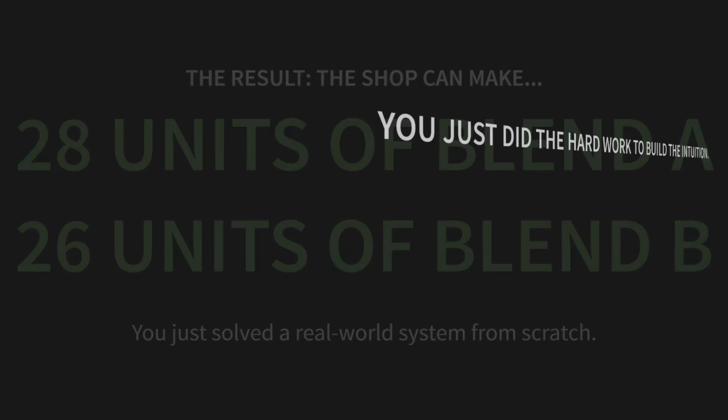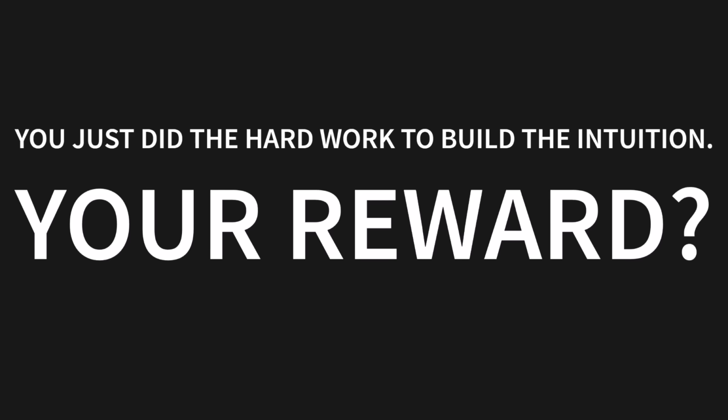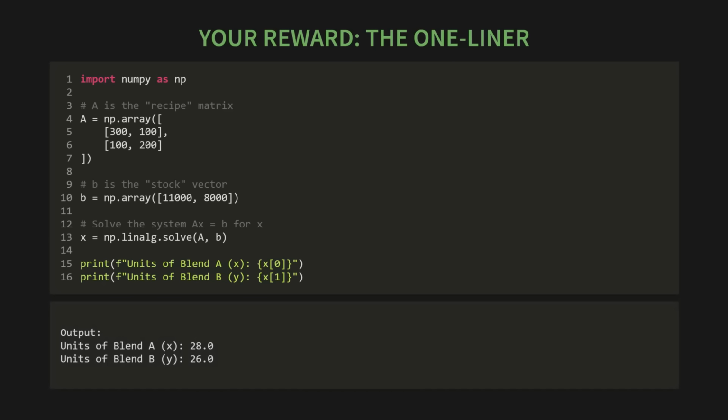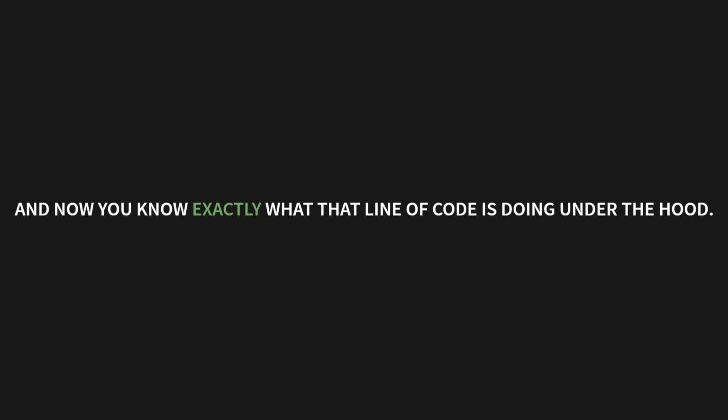You just did the hard work to build the intuition, and what's your reward? In the real world, you'll never do that by hand again. Your reward is the one-liner. We import numpy as np. We define our recipe matrix A as a numpy array with our values. We define our stock vector B, and then the magic. X equals np.linalg.solve with A and B inside. We print the results and output. Units of blend A, 28.0. Units of blend B, 26.0. And now you know exactly what that one line of code is doing under the hood.